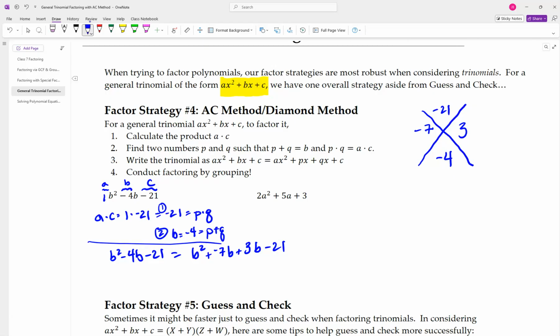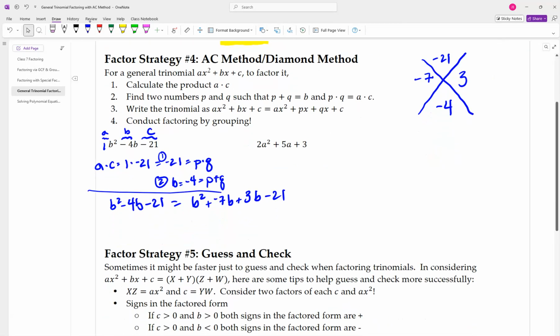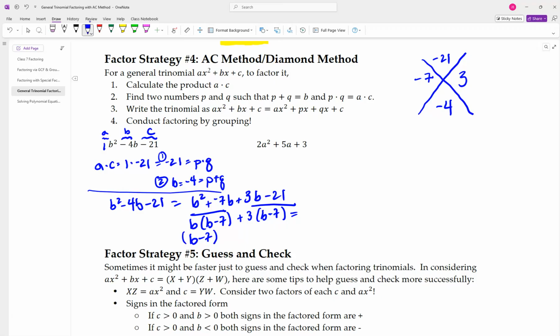Okay. And so then it says factor by grouping. We know how to do that. That was introduced to us before. So b, pull that out of those two, and I get b minus 7. And then here I pull out a 3 from these two, and I get b minus 7. Oh, look. Hey, it factors. And so it would be b minus 7 out in front, b plus 3 as what's left over. Okay, and that would be my final factored form using the AC method.